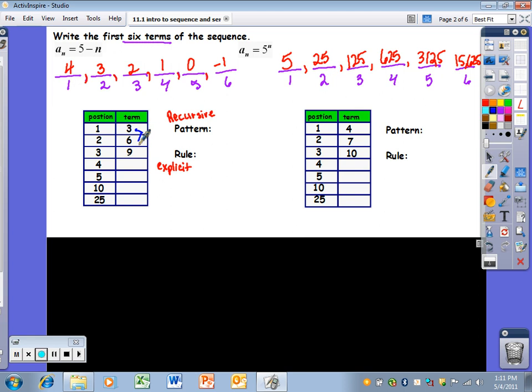From 3 to 6, what happened? Added 3. From 6 to 9, you added 3. So what would you expect to do from 9 to the next one? Add 3. So that would give me 12. 12 plus 3 would give me 15. So the pattern is to add 3 to the previous term.